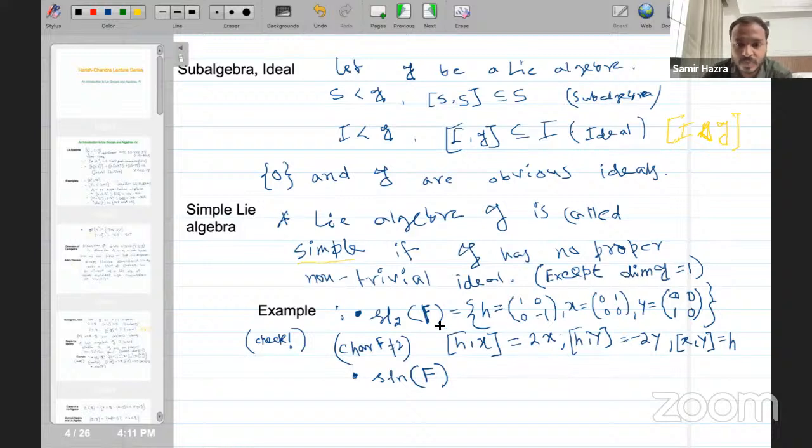One example can be given by this SL2(F), basically 2 by 2 matrices over this field. When the characteristic of F is not equal to 2, this is simple. If the characteristic of F is equal to 2, this will be very trivial, these are called nilpotent. And in general, not just SL2, if you take SLn(F), they are also simple, but the proof is not direct for this fact. So there are many more simple Lie algebras.